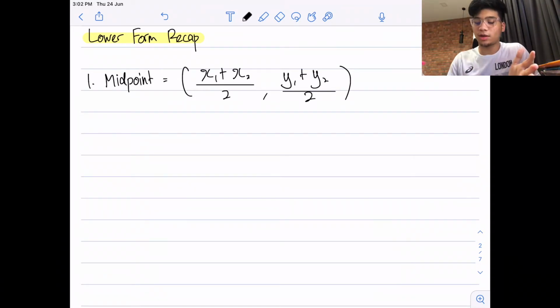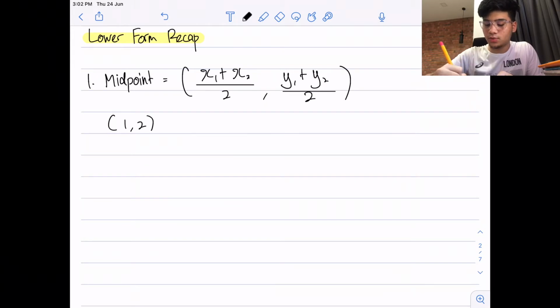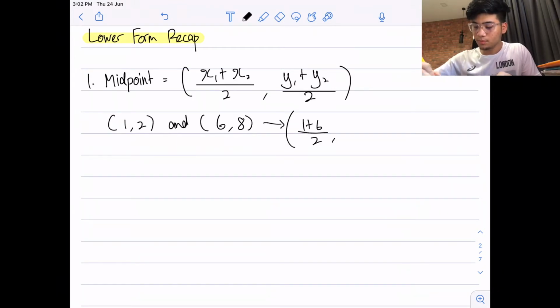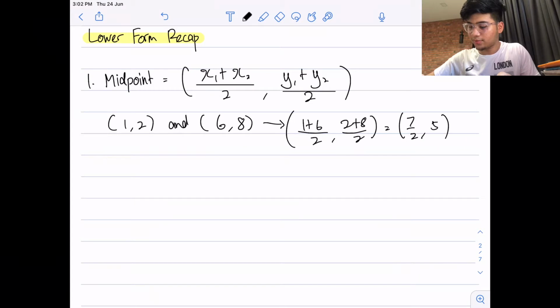So the formula that can be given is basically the value of the 2 points. So let's say I give you point 1, 1, 2 and point 6, 8, right? And I want to find the midpoint of this line. I would just have to sub this in to give you 1 plus 6 over 2, and also 2 plus 8 over 2, which would give you 7 over 2, and 10 over 2, which is 5. So this is the midpoint between these 2 points.